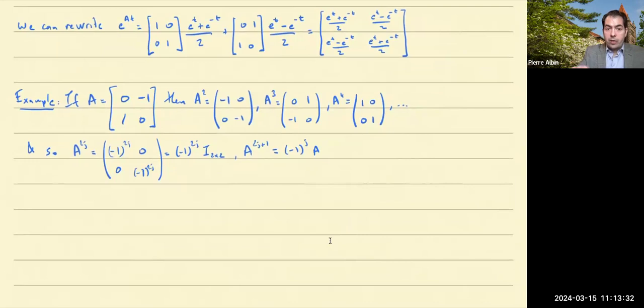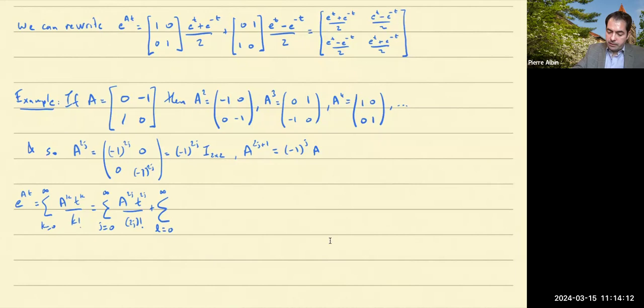Okay, so when I want to compute the exponential, this would be the sum k goes from 0 to infinity, A to the k, t to the k over k factorial. And so let's write down the sum of the even terms. So j goes from 0 to infinity of A to the 2j, t to the 2j over 2j factorial. And then let's put a sum for the odd terms. Let's say summing over L goes from 0 to infinity of A to the 2L plus 1, t to the 2L plus 1 over 2L plus 1 factorial.